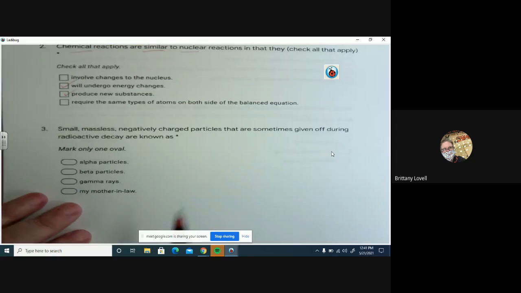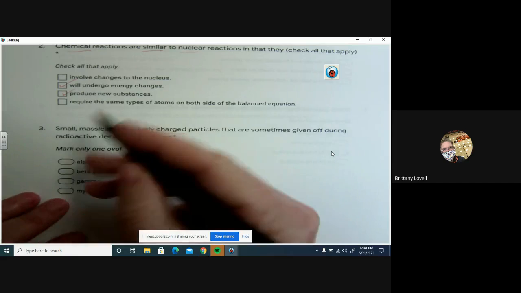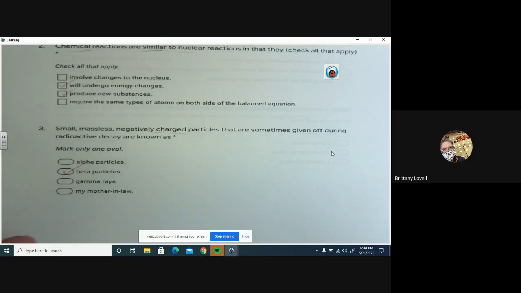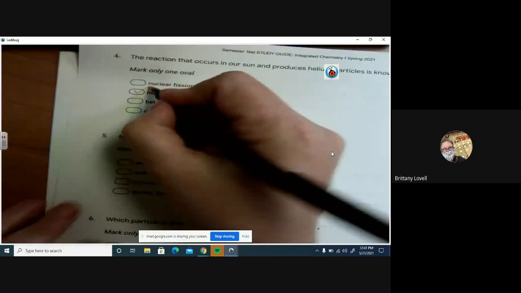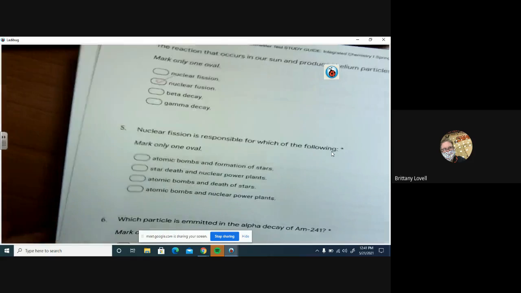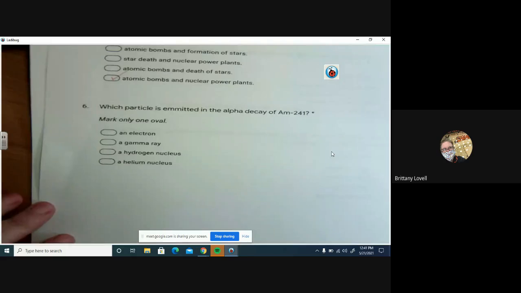Okay. Number 3, small massless negatively charged particles. That's going to be electrons is what it's talking about. Shh, guys, listen. Beta particles is what you're looking at there. Moving right along. Number 4. The reaction that occurs in our sun and produces helium, that's called fusion. Okay, nuclear fusion. Number 5, fission is responsible for which of the following? We know that's going to be atomic bombs for sure and power plants. That's fission.